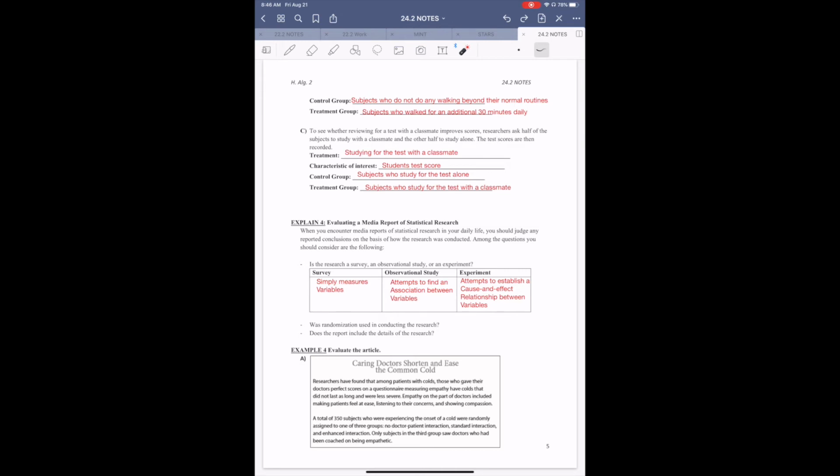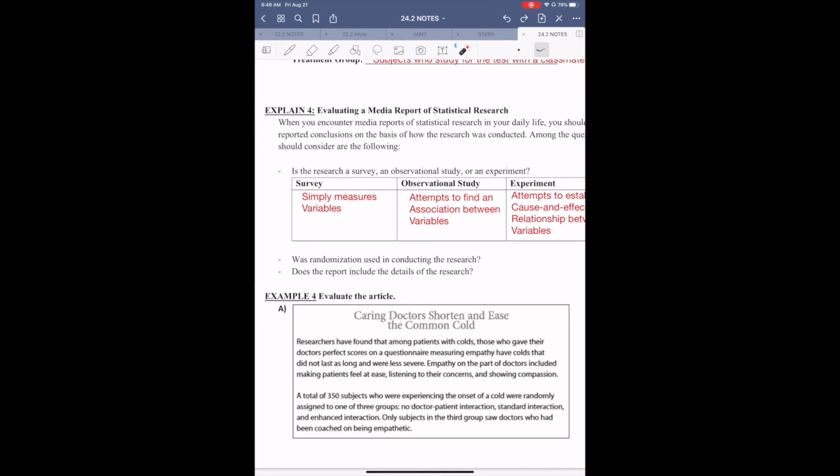So let's go ahead and look at a couple of articles here and determine what kind of research it is and if it's plausible research. So the research says caring doctors shorten and ease the common cold. Researchers have found that among patients with colds, those who gave their doctors perfect scores on a questionnaire measuring empathy have colds that did not last as long and were less severe. Empathy on the part of doctors included making patients feel at ease, listening to their concerns, and showing compassion.